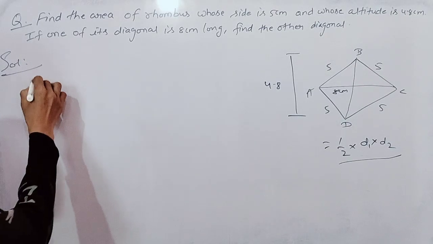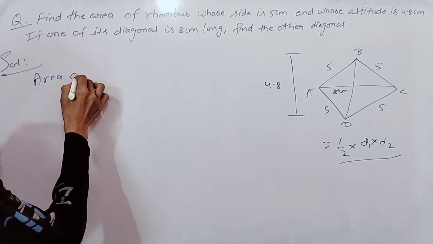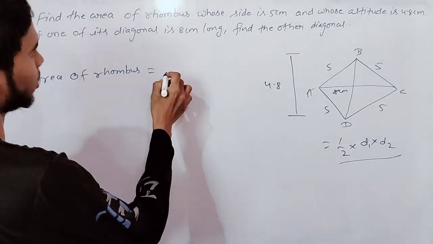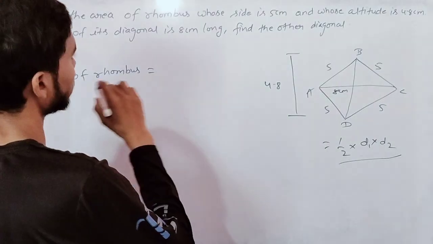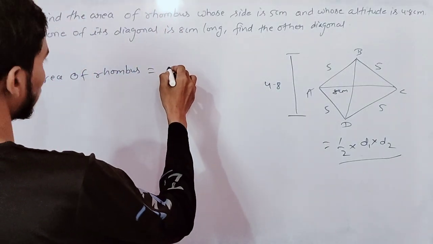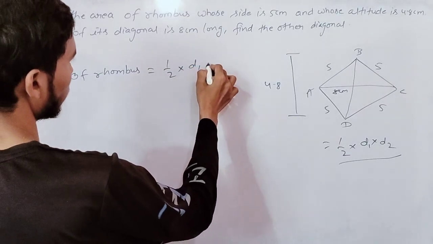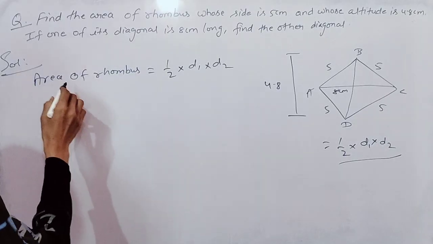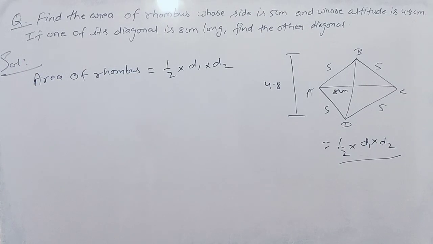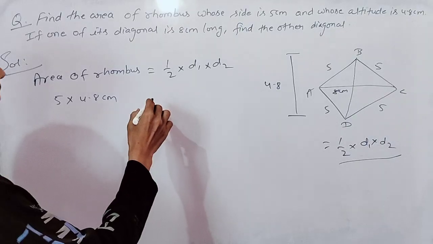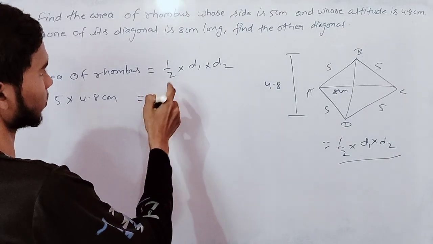Now here the area of a rhombus is how much? I think so now, 1 upon 2 multiplied by d1 and d2. We have to find the second diagonal. It is 5 multiplied by 4.8 centimeter.